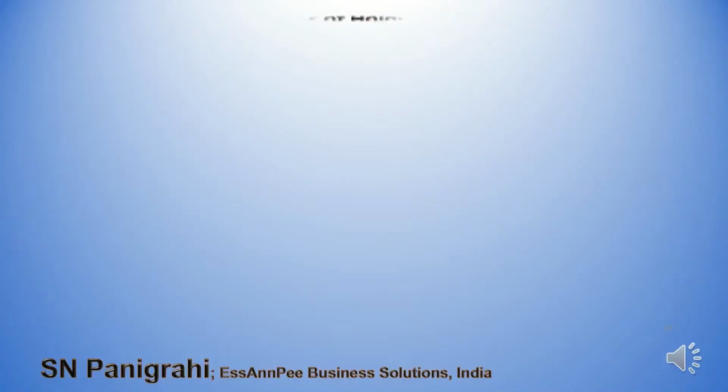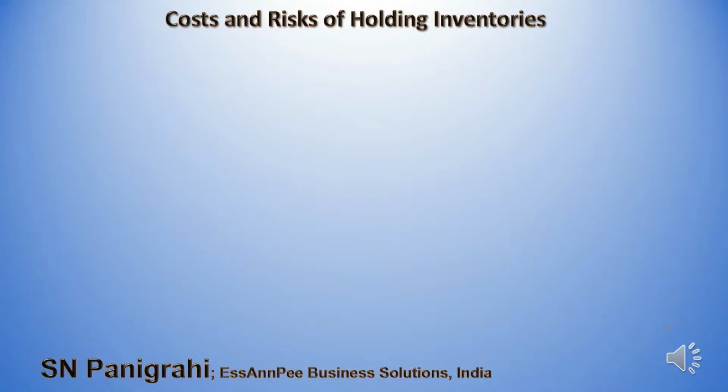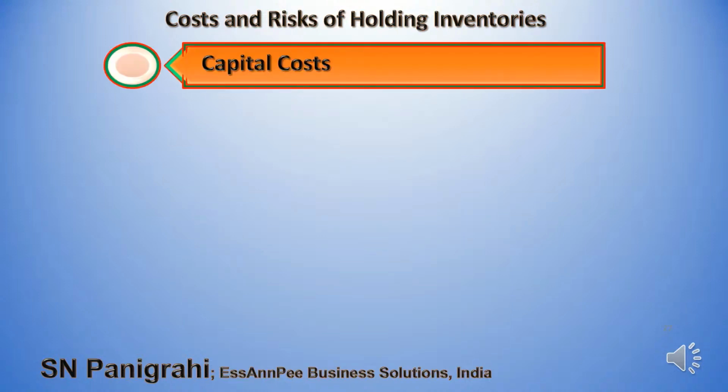costs and risks of holding inventories. Inventory holding costs are costs associated with storing unsold inventory. A firm's holding costs include storage space, labor, and insurance, as well as the price of damaged or spoiled goods. Also, holding inventory may increase the risk of decline in price. Some of the costs and risks associated with holding inventories are broadly specified as below.